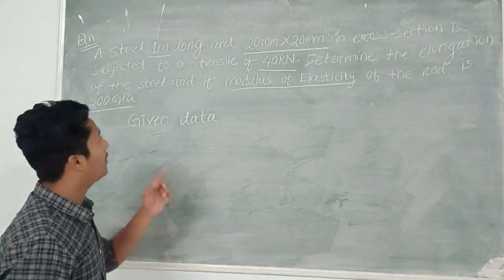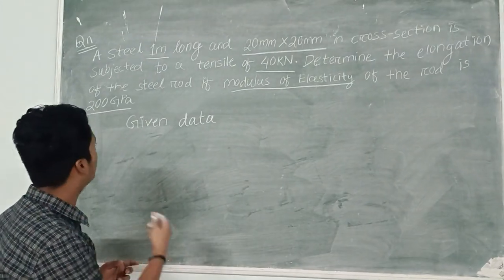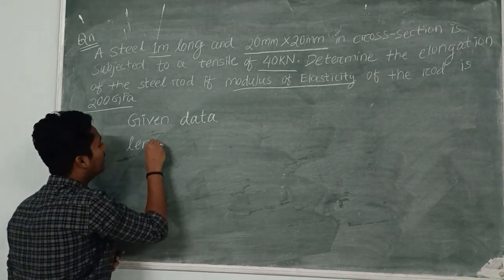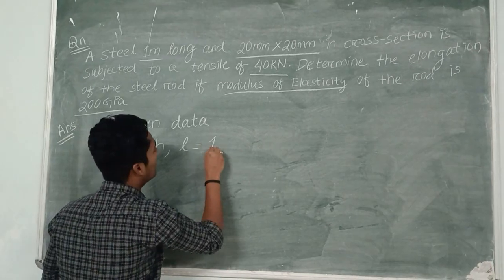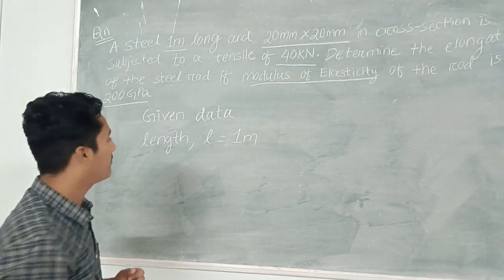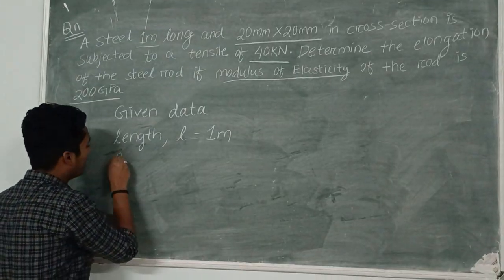Given data. What is given? I am going to write. So long, that is length. We can say that length, which is designated by L, is 1 meter. Okay. And now cross sectional area, that is A.